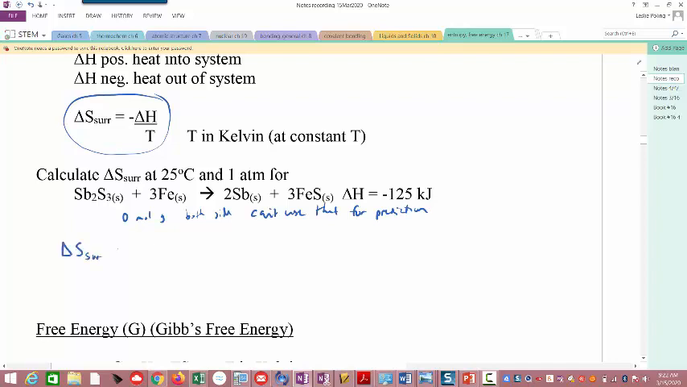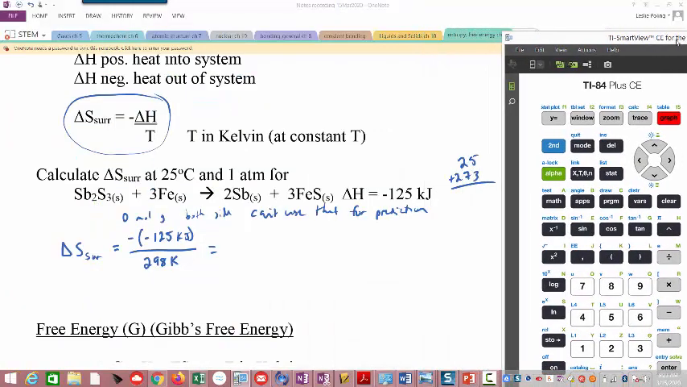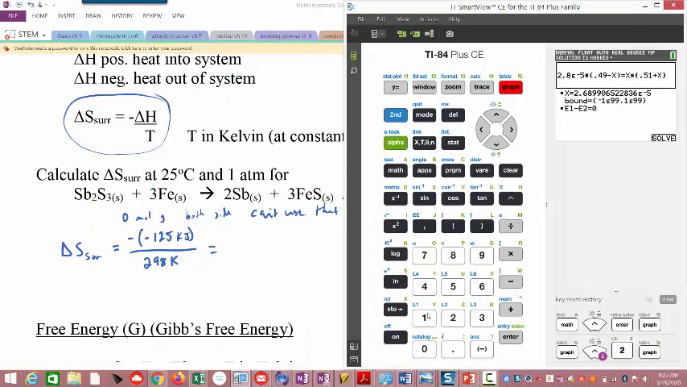All right, so our delta S of our surroundings is going to be negative, because there's a negative in the equation, negative 125 kilojoules over 298 Kelvin, because we have to do our 25 plus 273 to get to Kelvin. So we're going to have a positive value. We can tell that already.